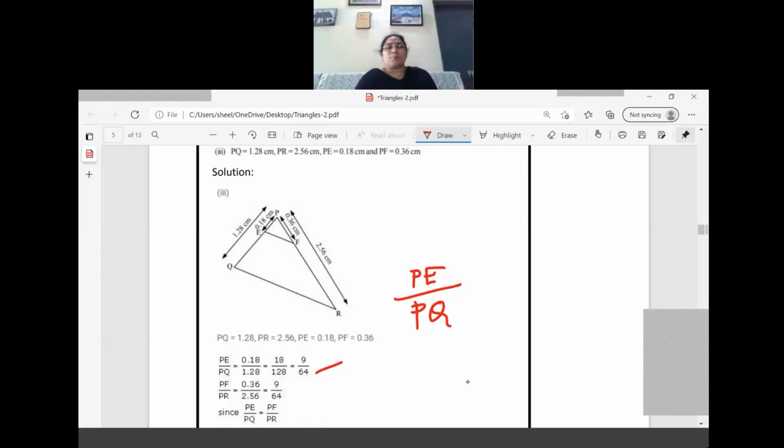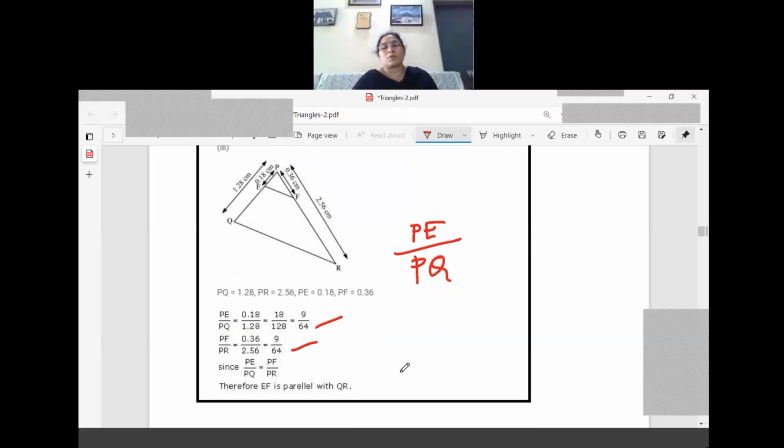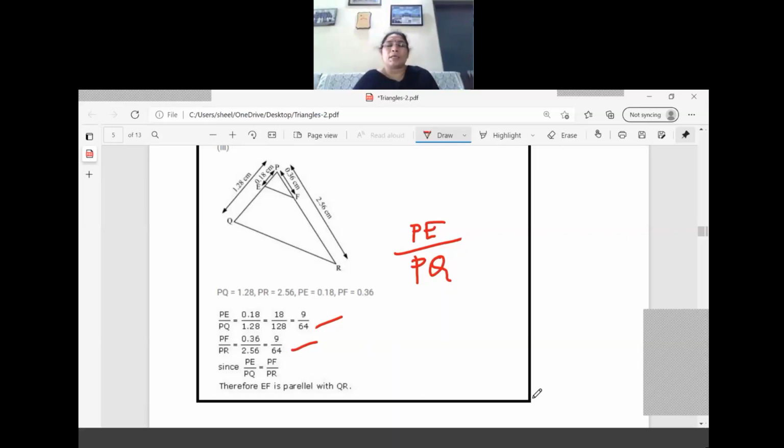Similarly, PF by PR also we have calculated. So PR is given as 2.56, whereas PF equal to 0.36. After the simplification, it is also equal to 9 by 64. That means both the ratios are same. So what is the conclusion we can make? PE by PQ equal to PF by PR. What is the meaning? EF is parallel with the QR.